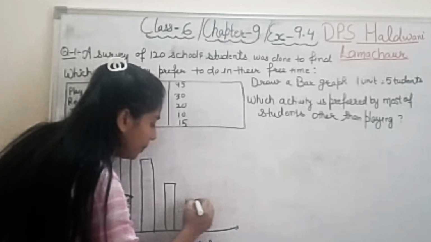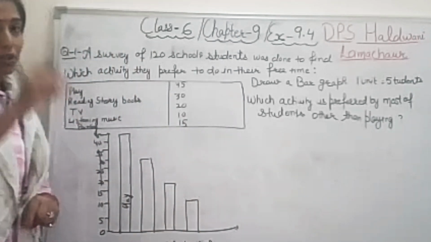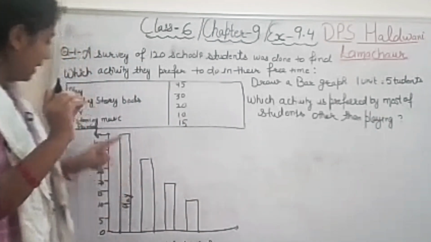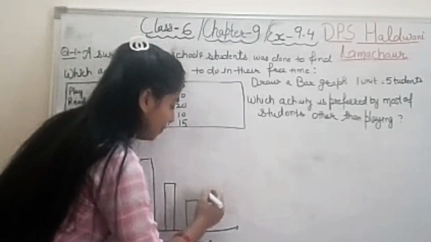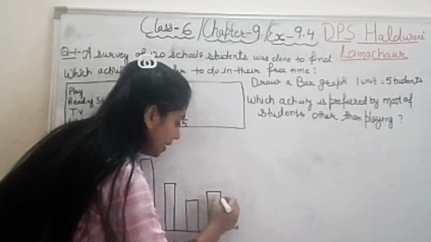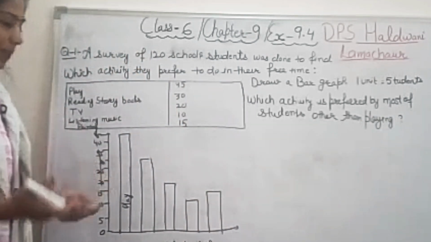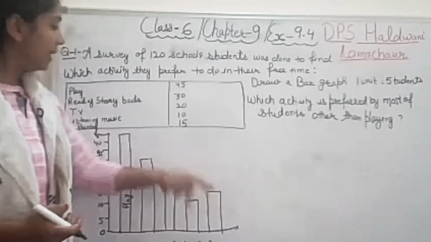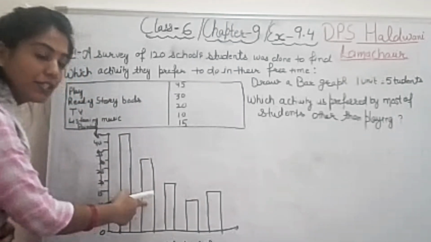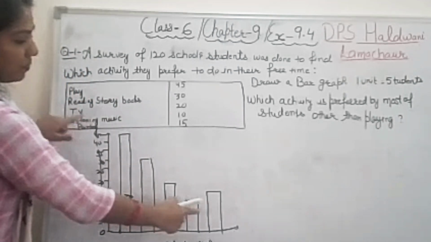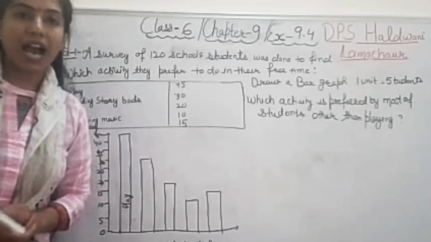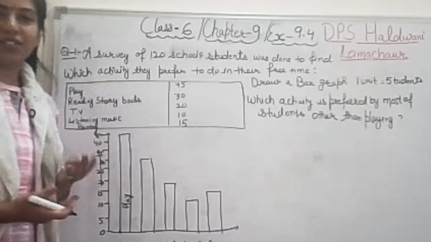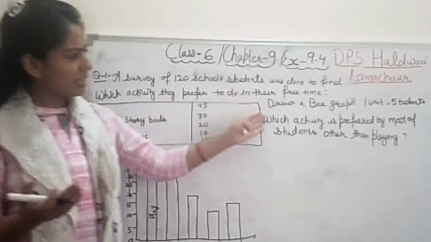So here, in the copy it's very easy to make because in the copy you have lines, right? And painting by 15 students. So here is 15. Right students? So it's very simple. Inside it you can write their activities: reading storybooks, TV, listening to music, painting. Okay students? So this is about our bar graph for this question. Very simple. Now coming to the next question.